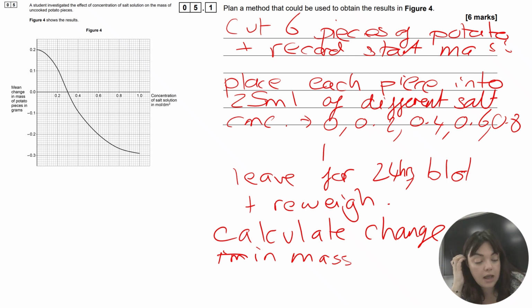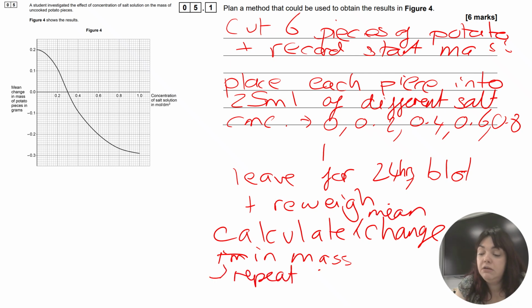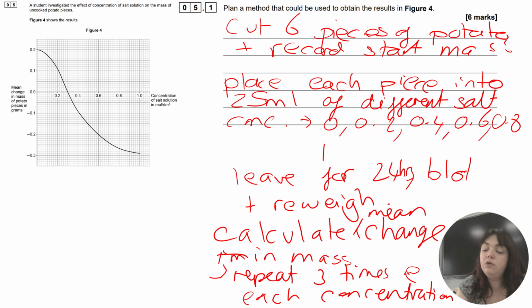Okay, and that'll do nicely. Okay, calculate change in mass, and then maybe it actually calculates mean change in mass because we're going to repeat 3 times at each concentration. Okay, now within this, we also need to mention some control variables.